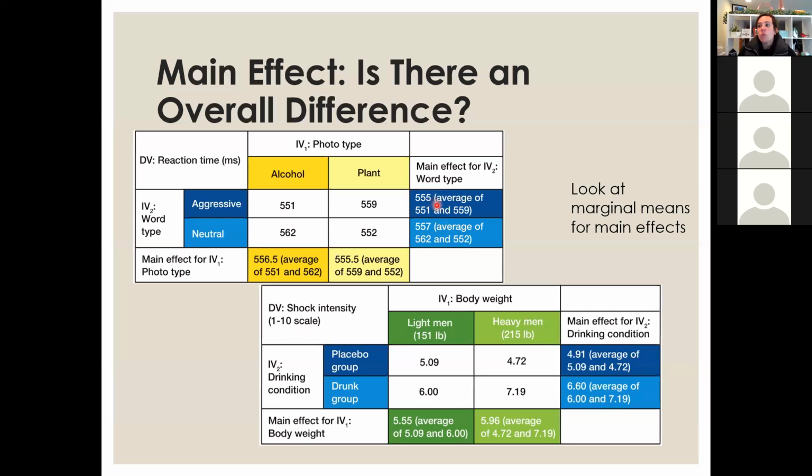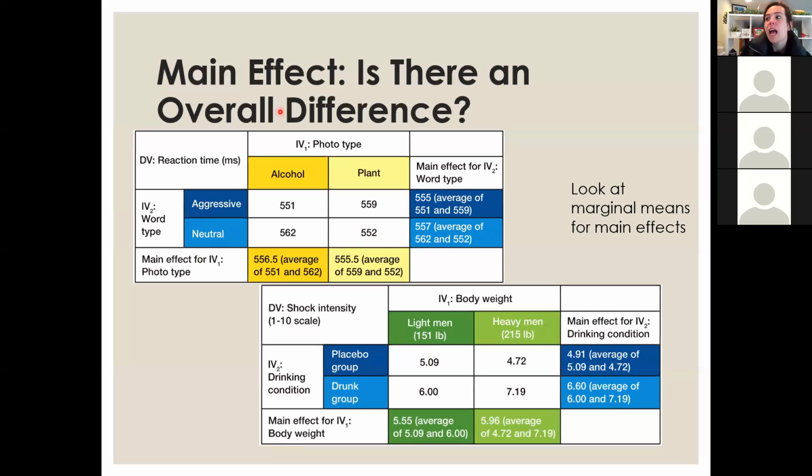Okay. What do we notice about these two numbers? They are very close to one another. This is not supporting a main effect. Meaning, if you are asked to decipher words that are either aggressive or neutral, and that's all you're asked to do, there's not a significant difference in the reaction time. Remember, this is what we're measuring, the dependent variable. There's not a significant difference in the reaction time between those two types of words. One's 555, the other one 557. We're not getting too excited about that.